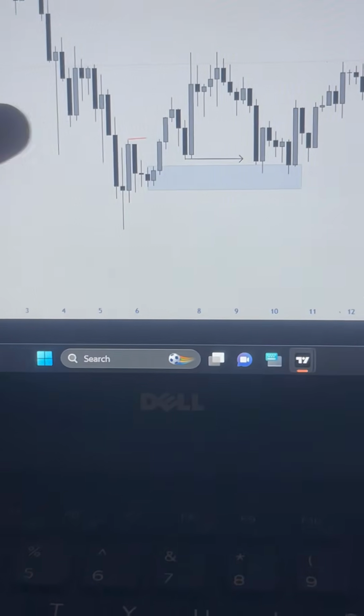This is the zone I explained that I was waiting for on BTC. I'm going to force the picture right here. The next thing is I know my bias is completed, so my target is this draw on liquidity, which is these highs.